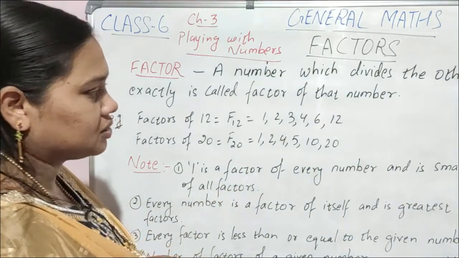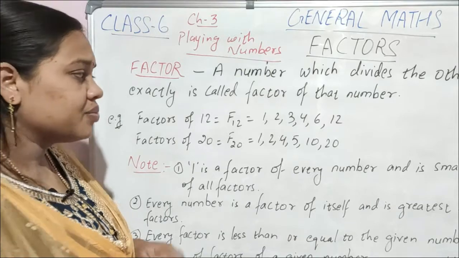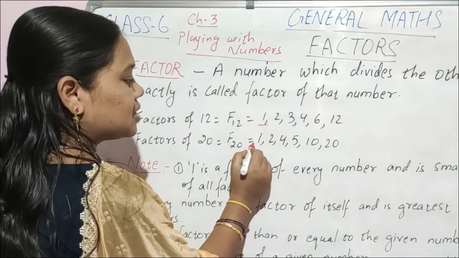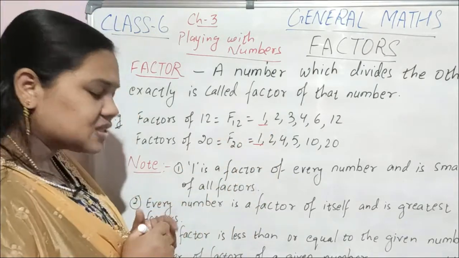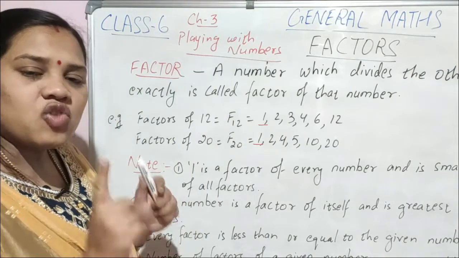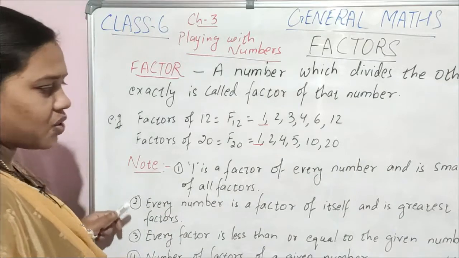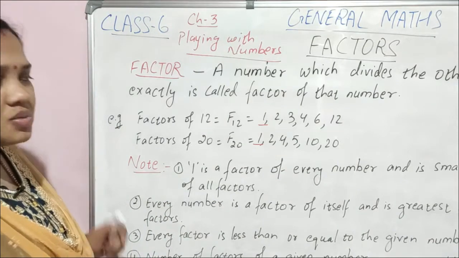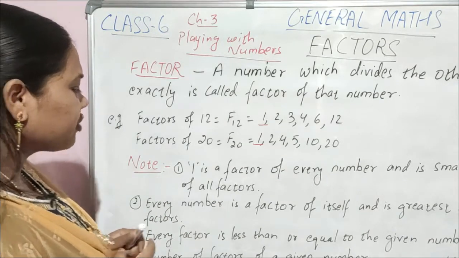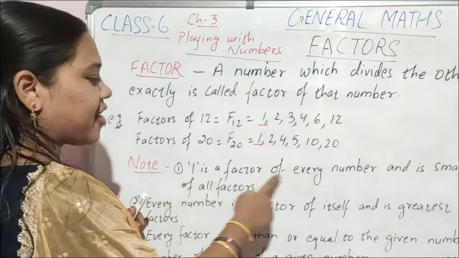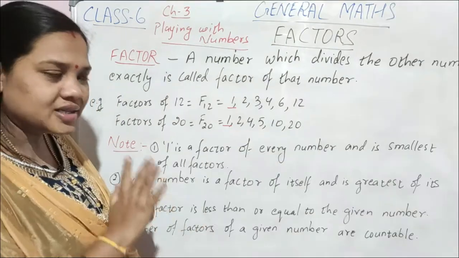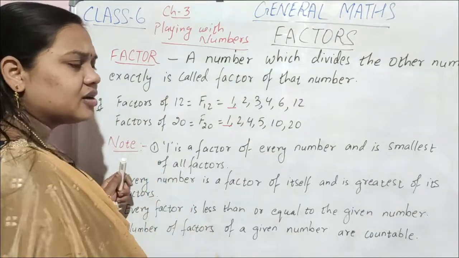So now here you can see one thing. There is 1 here also, there is 1 here also. It means 1 is a factor of all the numbers. Here are some important points we will observe from this. First, 1 is a factor of every number. 1 is a factor of all the numbers.